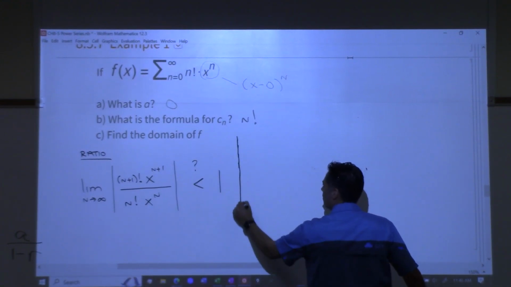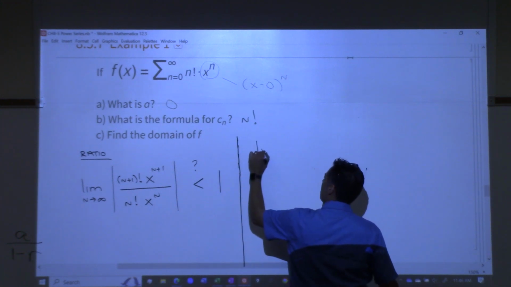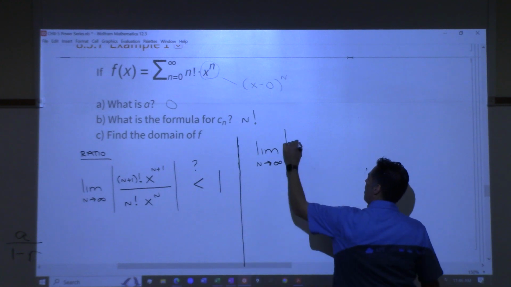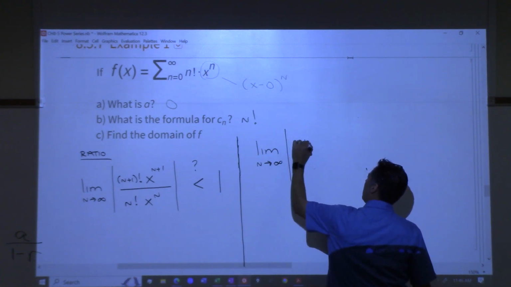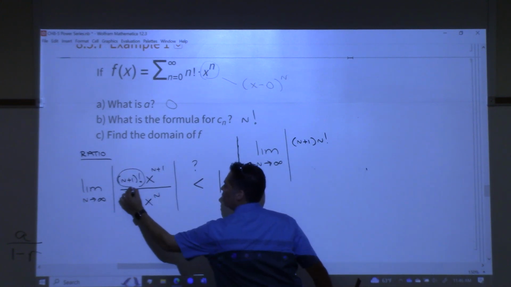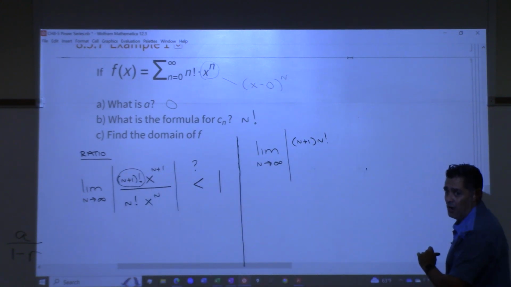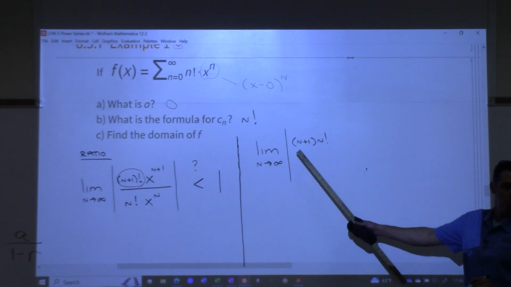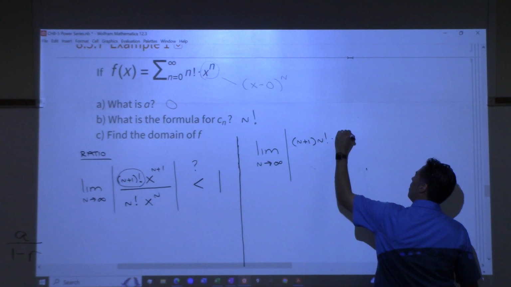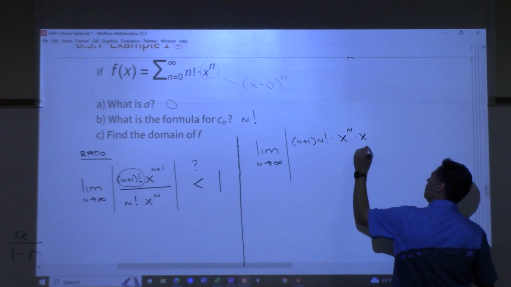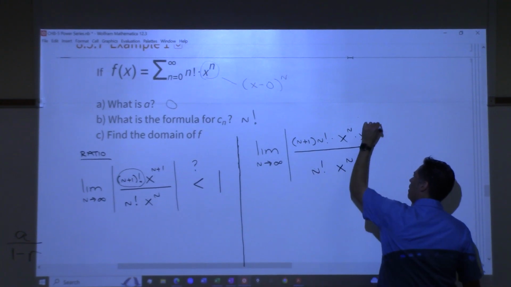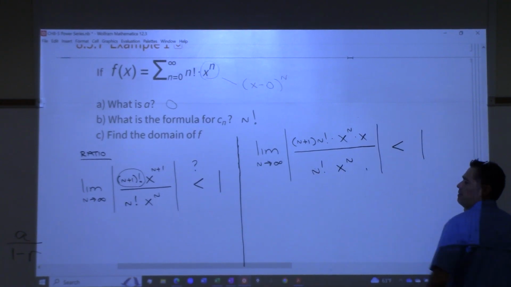Okay, so now let me clean this up. This is limit, n goes to infinity, absolute value. Okay, the n plus 1 factorial I'm going to write as n plus 1 times n factorial. That's a property of factorials we talked about way back when we first started talking about factorials, that you can peel the first one off. Then the x to the n plus 1 I'm going to write as x to the n times x. And then on the bottom, n factorial, and then x to the n. I want that to be less than 1, right?